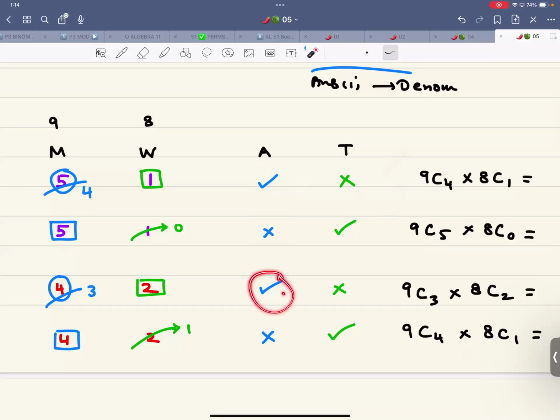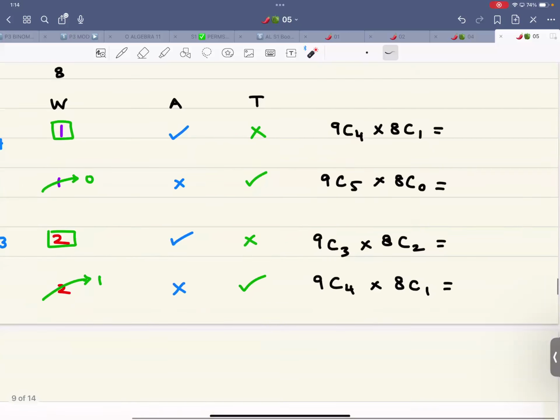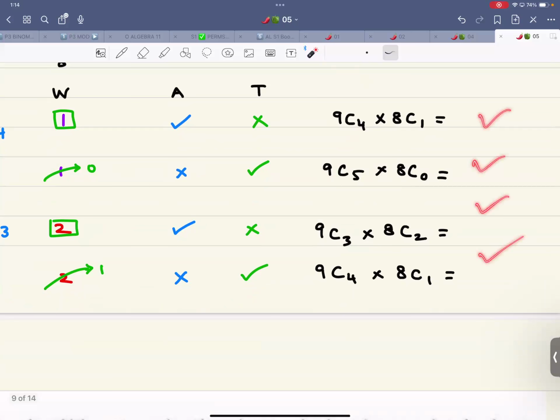Similarly, if Albert is chosen, 4 becomes 3. Albert not chosen, 4 remains as 4. Tracy not chosen, 2 remains as 2. Tracy chosen, 2 becomes 1. And now just work it out. 9C4, 8C1, 9C5, 8C0, 9C3, 8C2, 9C4, 8C1. Just write down the 4 answers, add it up. That is the answer.